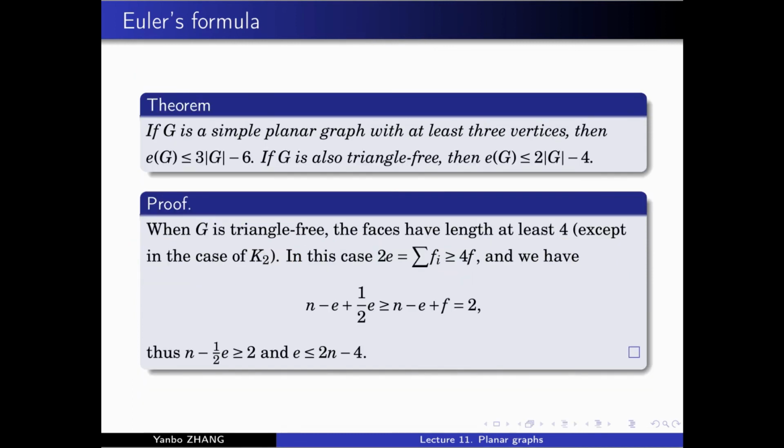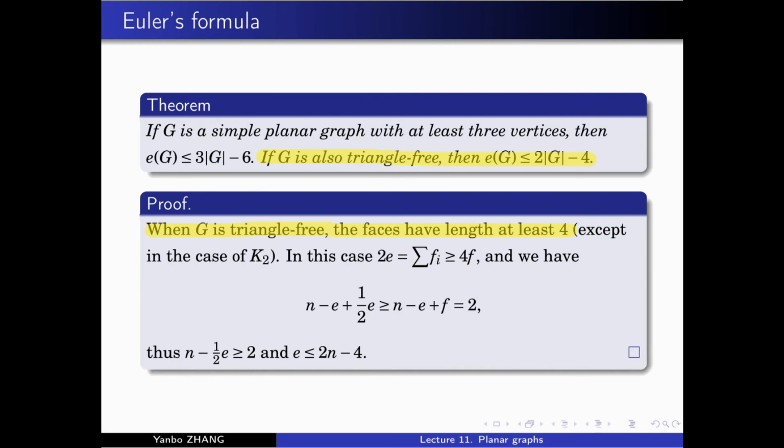Now we prove the second result. If G is also triangle free, then e(G) is less than or equal to 2n minus 4. When G is triangle free, the faces have length at least 4, except in the case of K2, but G is a simple planar graph with at least 3 vertices. So this exception is avoided.